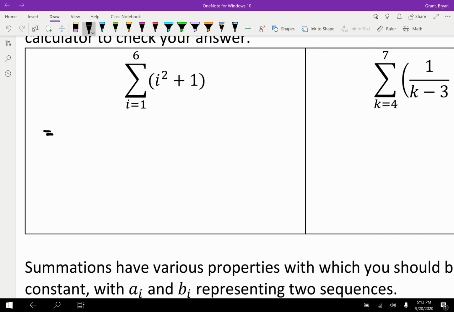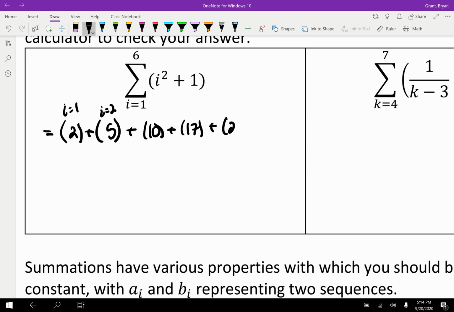It should look something like this, where we have, and we'll try to be pretty quick here, 1 plus 1 is going to give me 2. Okay, and then we substitute in 2. 2 squared is 4. 4 plus 1 gives me 5. Then we substitute in 3, right? This is i equals 1, i equals 2, i equals 3. 9 plus 1 is going to give me 10. And then we do our next one. That was 3, so now we have to substitute in 4. It's 16 plus 1 is 17. We have to substitute in 5. That's going to be 26.